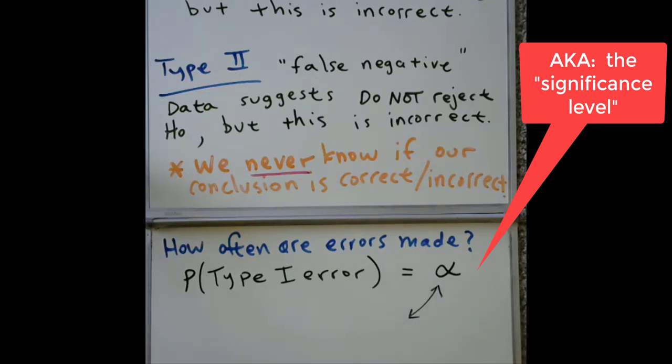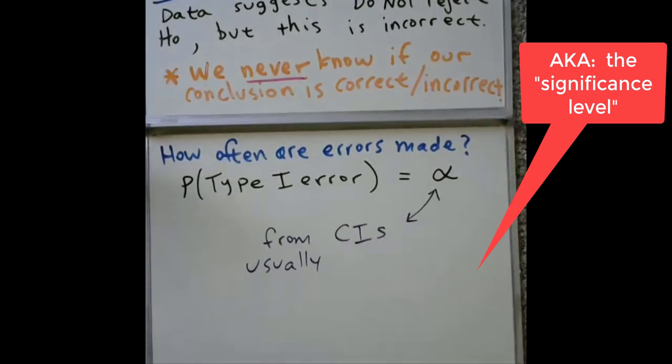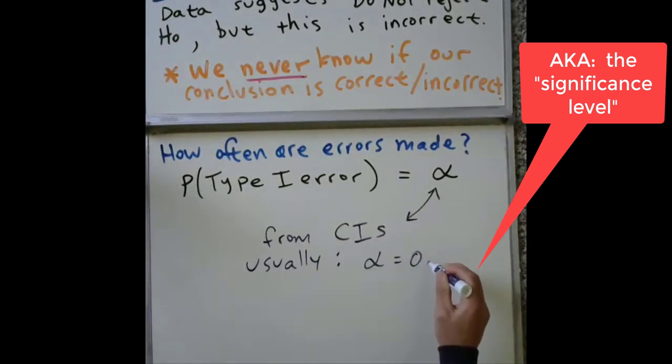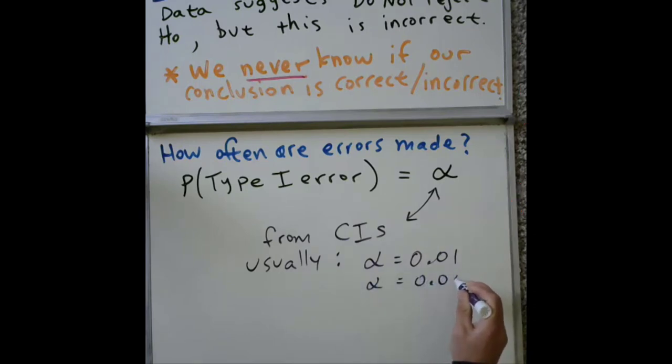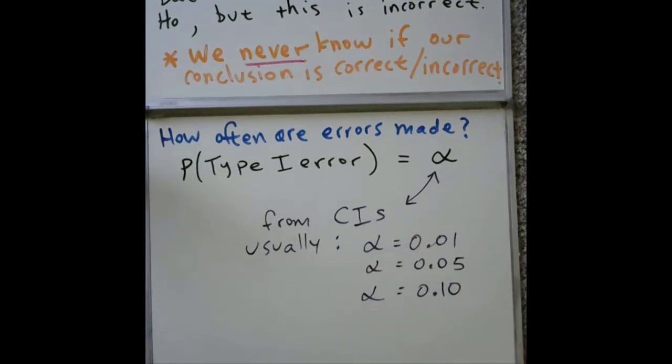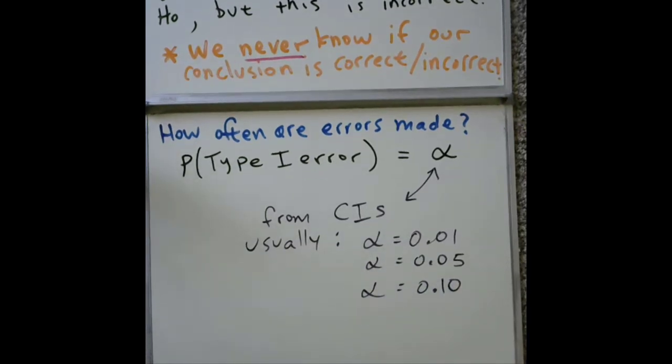Remember that? This alpha first showed its face from confidence intervals, right? And usually that alpha is 0.01, 0.05 is actually the most common, or 0.10. So it's a small number, and that's something that we have control over, right?